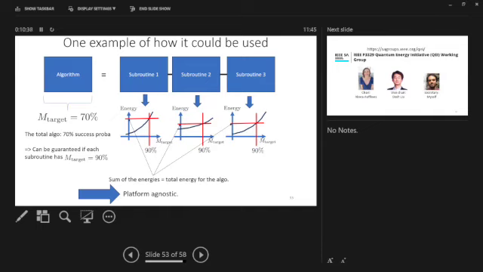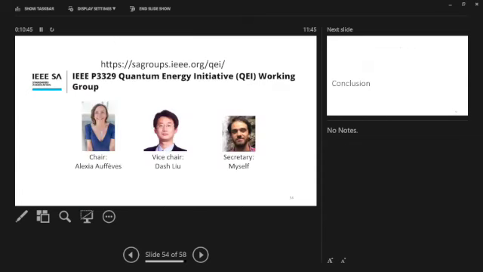And the interesting thing is that it's completely platform agnostic. I do not need to specify assumptions about the technology. Each platform can compute these curves. So the working group is accessible on this website. The chair is Alexia Ofer, the vice chair is Dash Liu, and I'm the secretary of the working group.